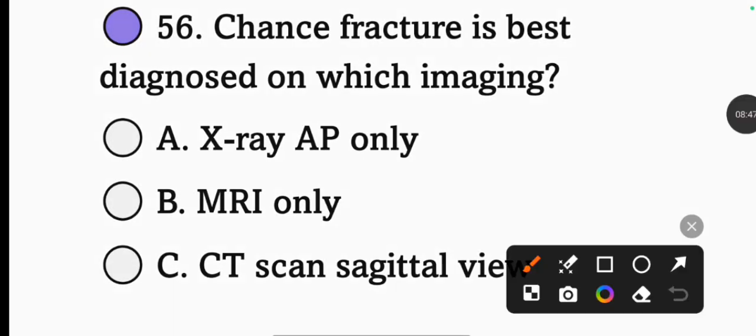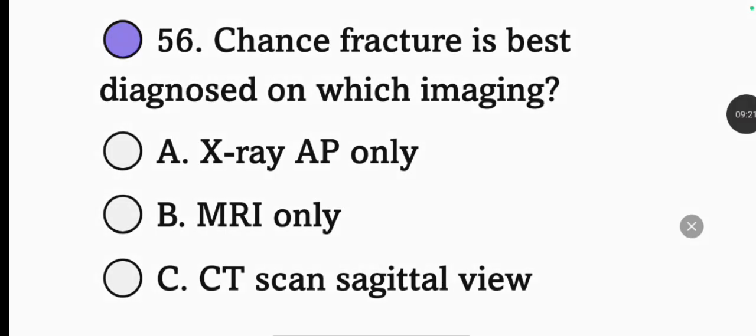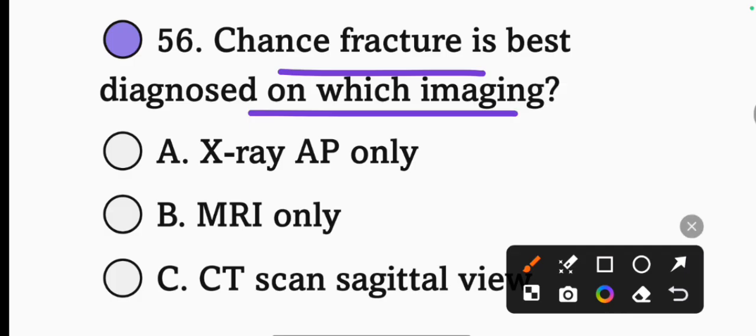Now come to 56. Chance fracture is best diagnosed on which imaging? Chance fracture is seen in RTA cases, like seatbelt injuries. Chance fractures are commonly flexion-distraction injuries. On X-ray, it is seen like a U-shape in the vertebra, but a CT scan is needed because a chance fracture is seen as a horizontal splitting of the vertebra because of the seatbelt.